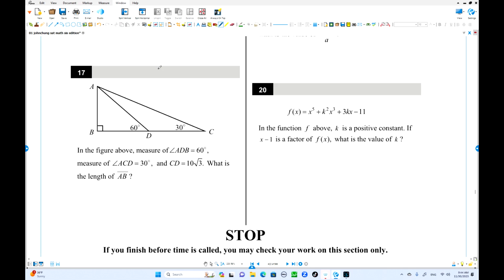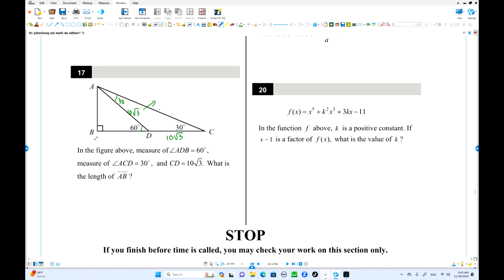Number 17 over here. We have a right triangle, 30, 60, and the CD, this is the square root of 3. No, I'm sorry. CD, this is what? 10 root 3. But when you take a look at this triangle, this is 60, this is 30, also this is 30, right? Using the exterior angle theorem, that's isosceles. This side also has the same length, 10 root 3.